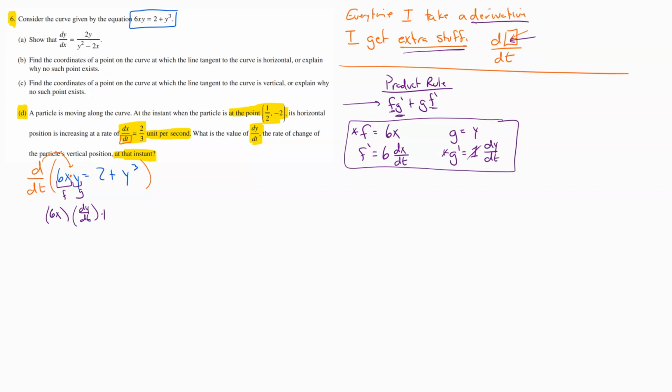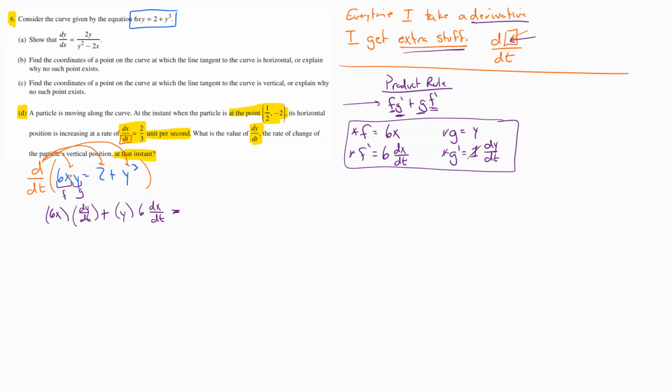The rule says put a plus, go grab the g piece, which would be y, multiply that by the f prime, which would be 6 dx/dt. So we're done with the left side of the equals, and we would keep going. Equals, and then working that derivative down. The derivative of a constant, no matter what method you're using, is always 0.